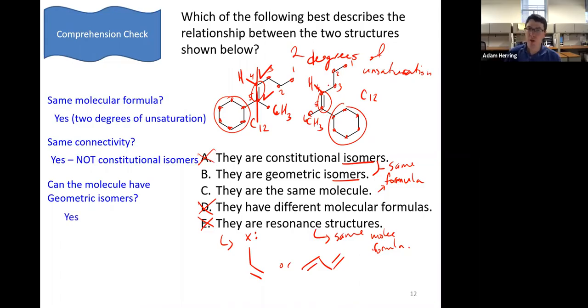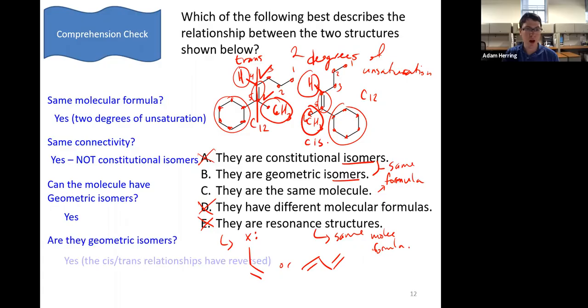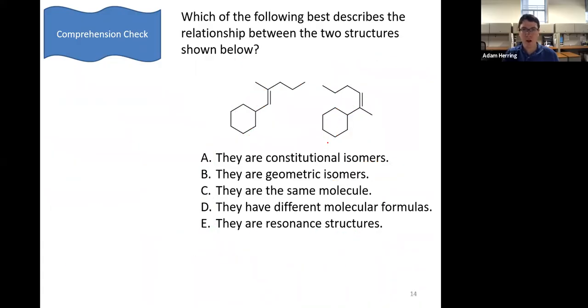In fact, they are. When you look at the relationship between, let's say, the hydrogen atom and then the small carbon group, in one case they are trans, in the other case they are cis. So they are geometric isomers. All right, now try with this molecule.